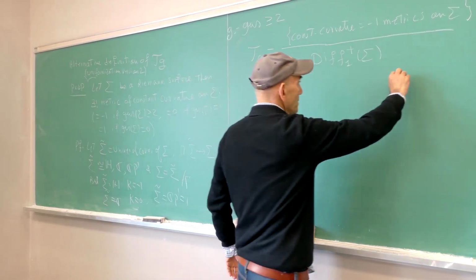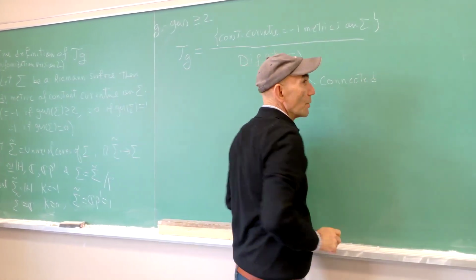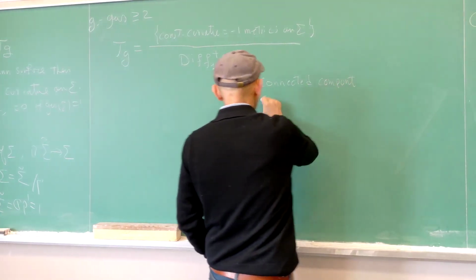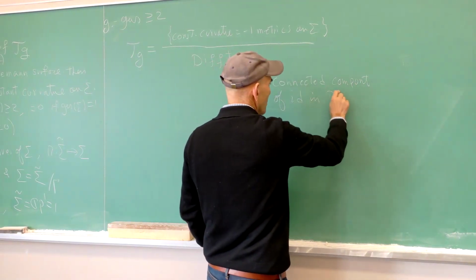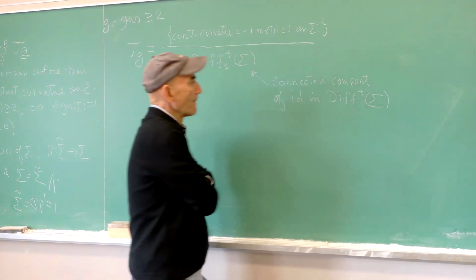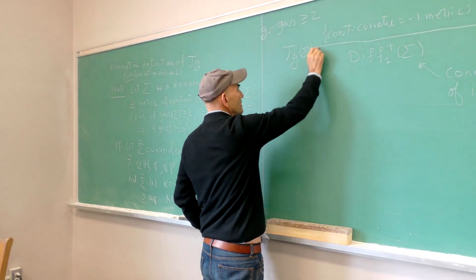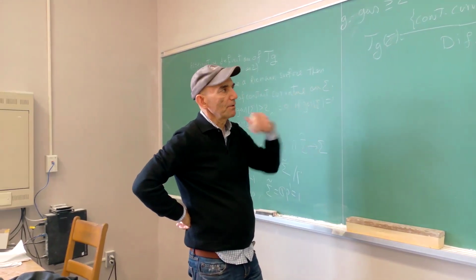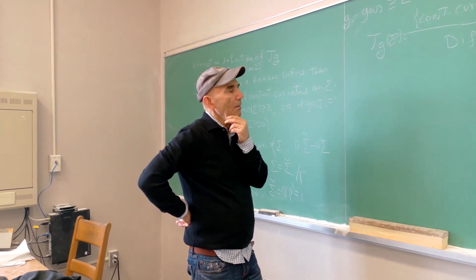See, this was the connected component of identity in this topological group, the diffeomorphisms of sigma. Okay, so I should say T_g of sigma. I have to fix this sigma as well, because we want to be specific about something very concrete.